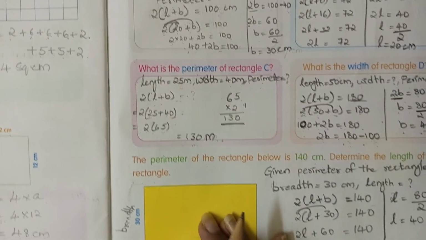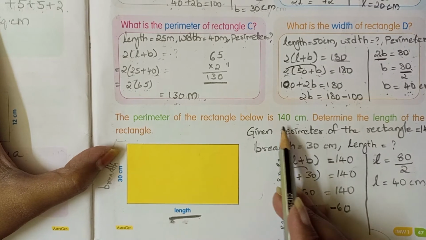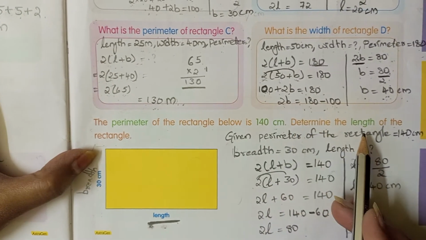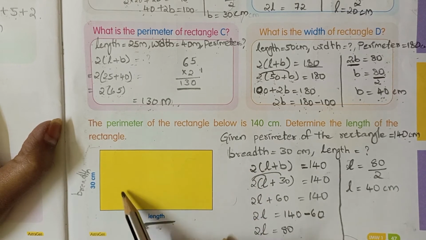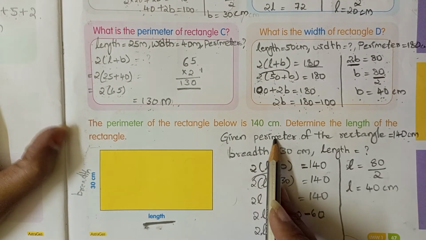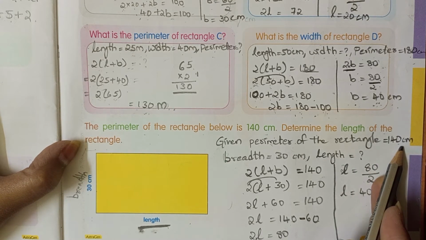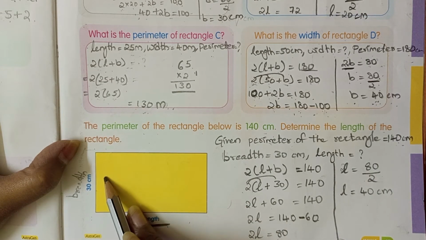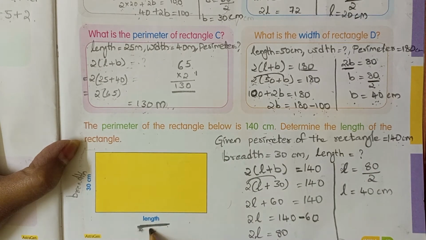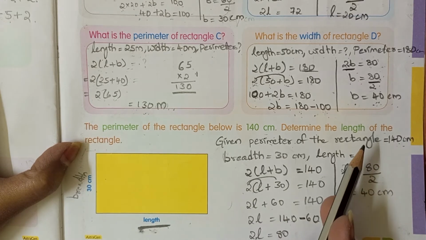All of you see the next sum. The perimeter of the rectangle below is 140 centimeters. Determine the length of the rectangle. We have to find out the length. They gave the breadth and the perimeter. Given perimeter of the rectangle is 140 centimeters. Breadth is 30 centimeters. Length we have to find out.